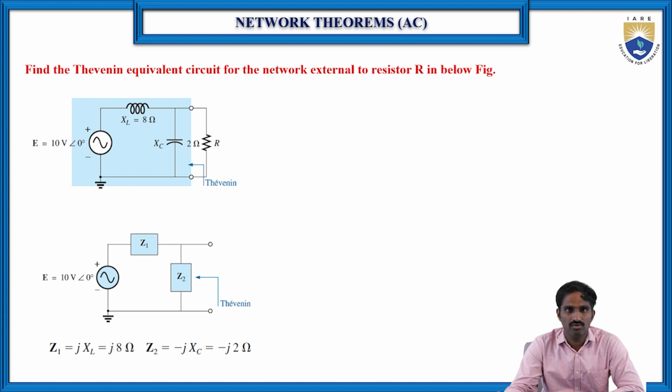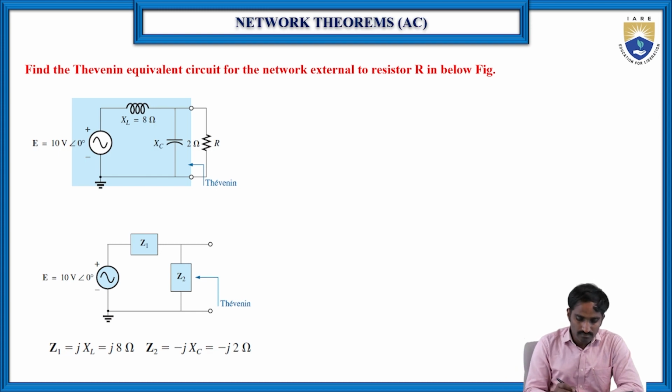the open circuit voltage. Across the load terminals, just replace the load with an open circuit and find the open circuit voltage across those two terminals. That is called the Thevenin's voltage. So for this, here I have replaced the load resistance with an open circuit. Then find here the Thevenin's voltage across these two terminals.